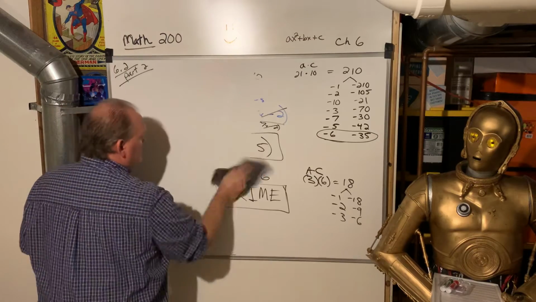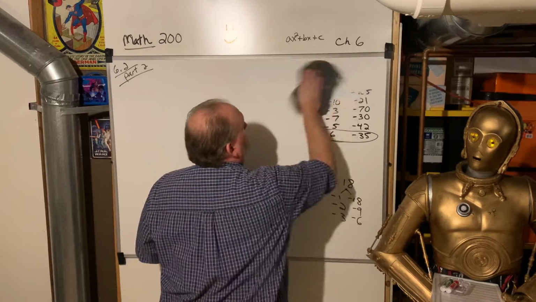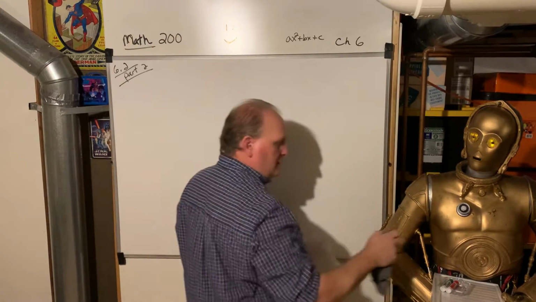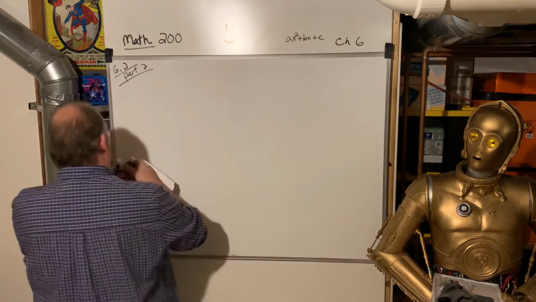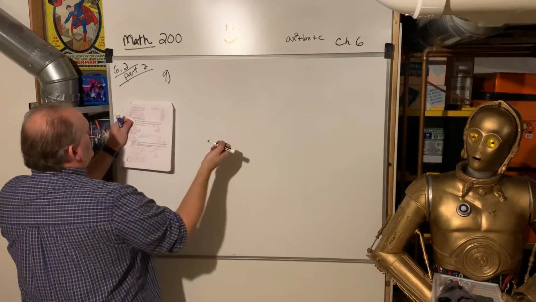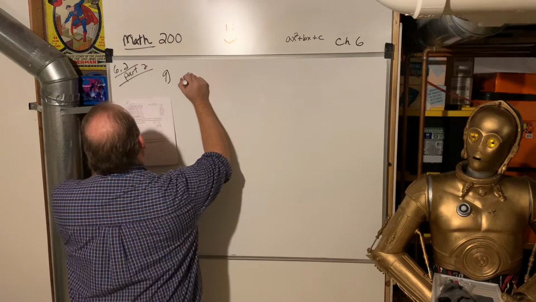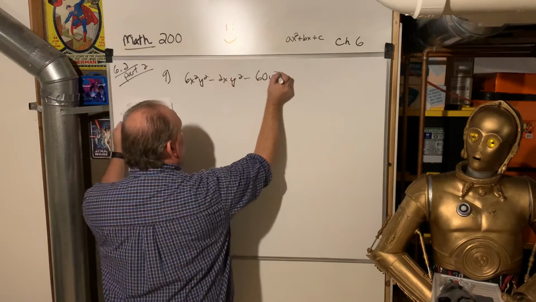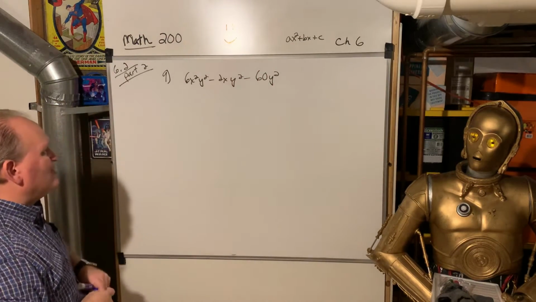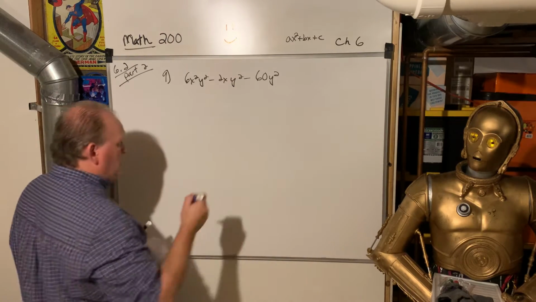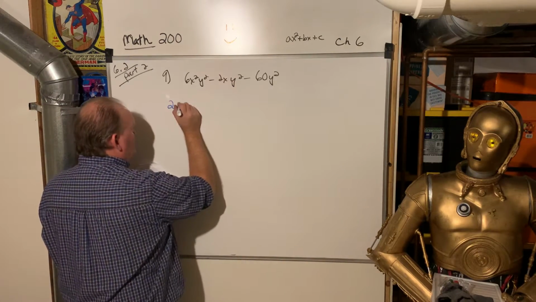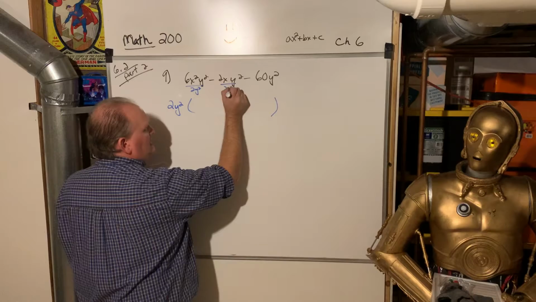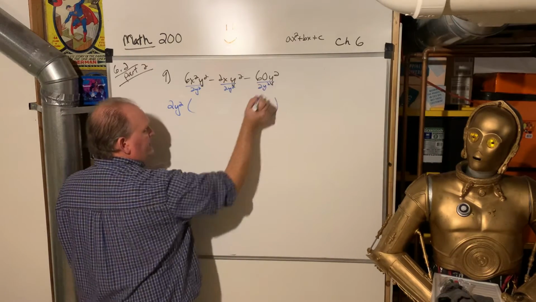All right, so let's do some more problems. Here in 6.2. So we're still in 6.2. We're doing number 9. Factor 6x squared y squared minus 2xy squared minus 60y squared. So we can factor 2y squared out of everything, but it's still a hard problem. Pull 2y squared out of there, 2y squared out of there, 2y squared out of there.